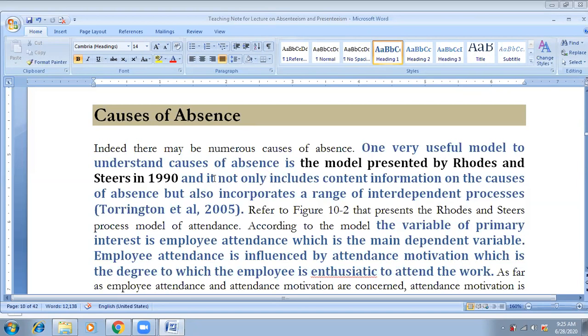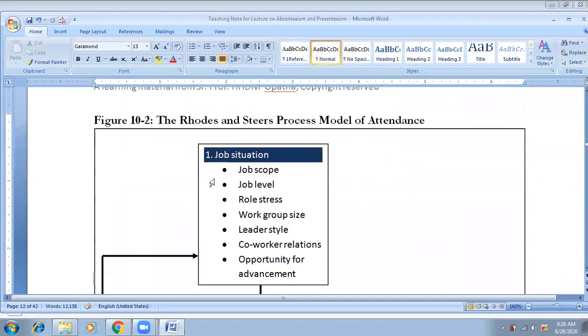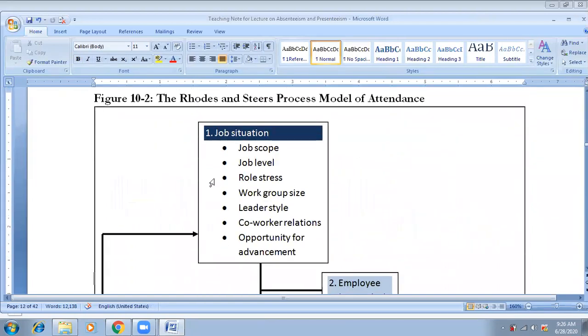So this model is very useful. Perhaps the most comprehensive model, also a clear model, that explains how attendance occurs, and the useful ideas we can get from the model in order to manage employee attendance. So according to the model, you can see the model here, Figure 10.2.